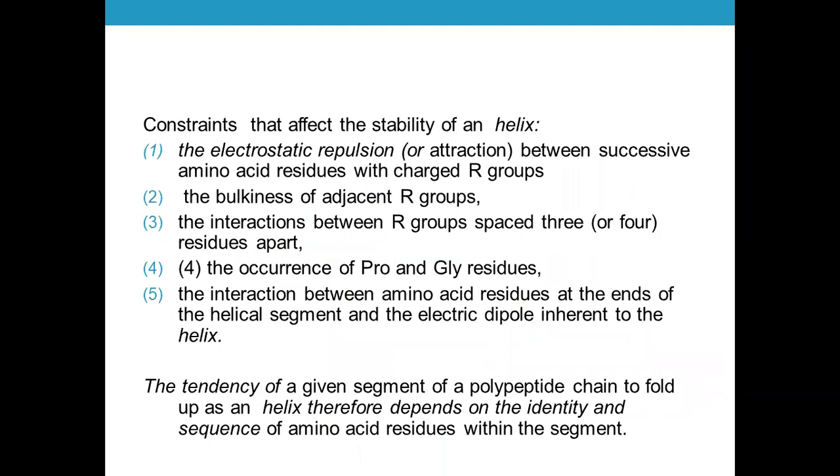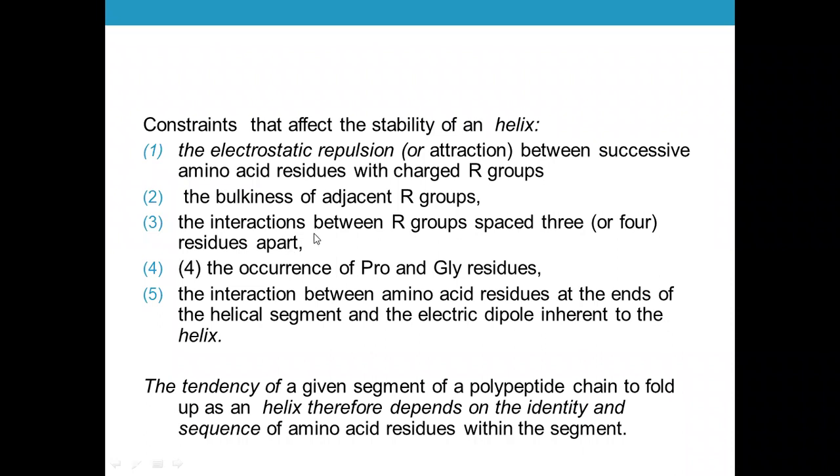And then you have the occurrence of the proline and the glycine residues. The proline structure is kind of bulky, like an aromatic. And then you have the glycine, which is very, very short. The R group is just made up of hydrogen. So those will affect the stability of the helix.